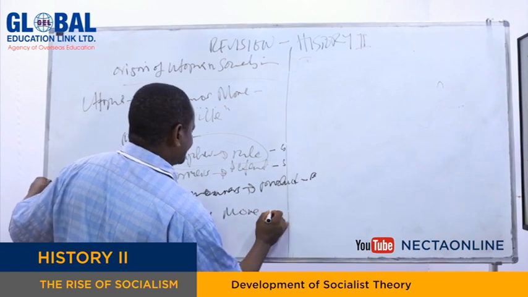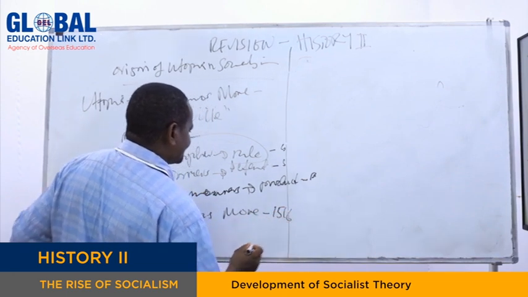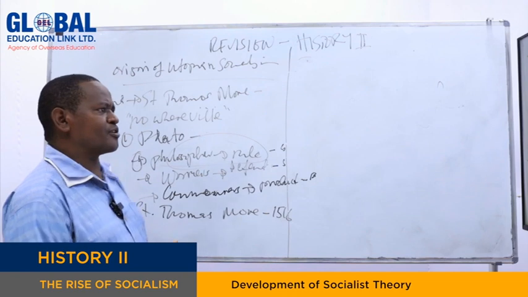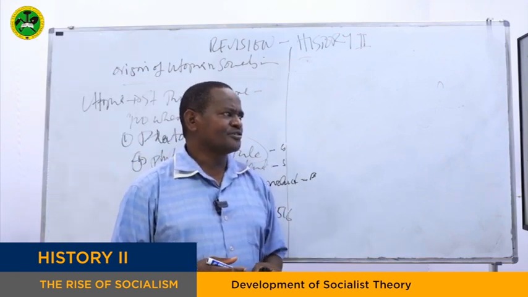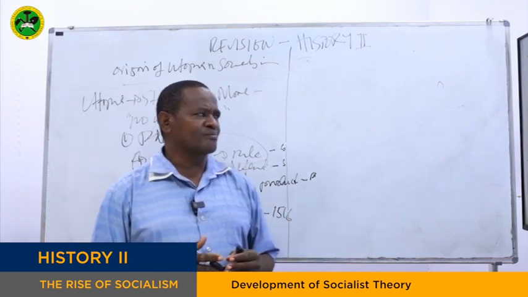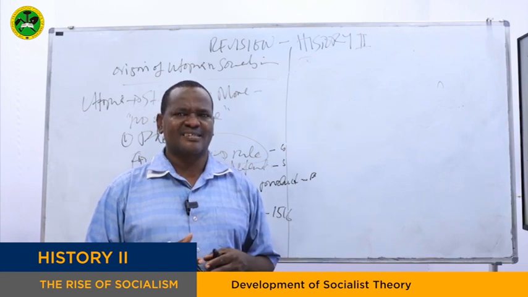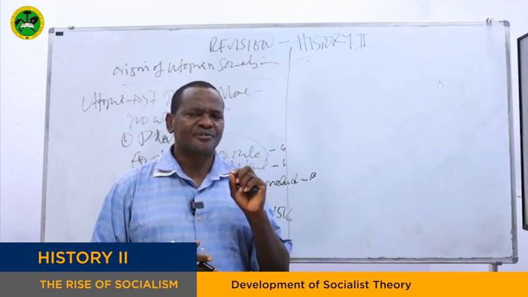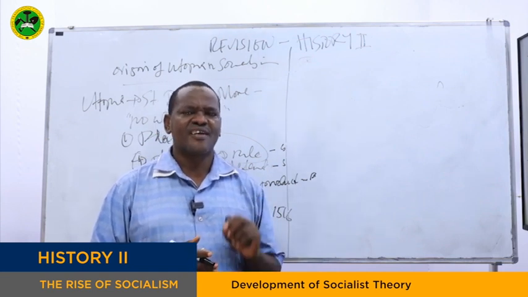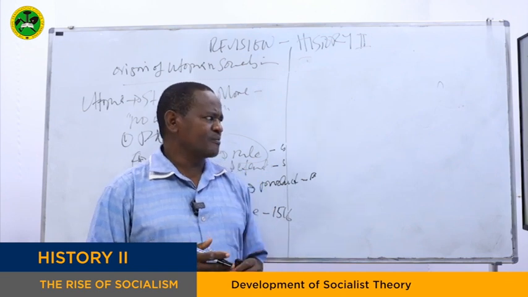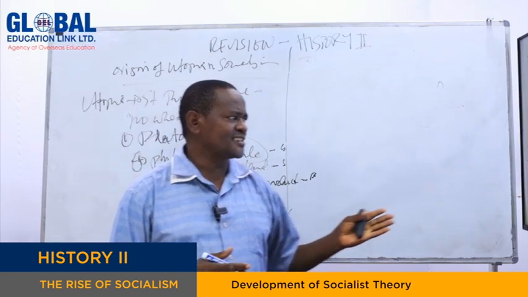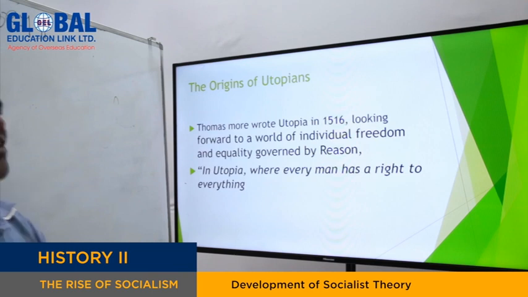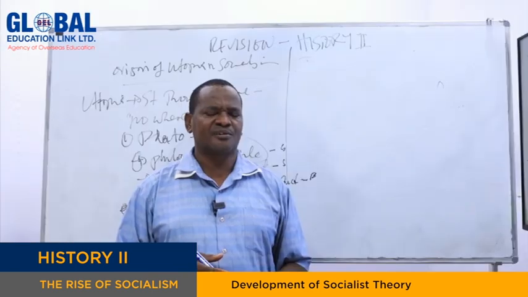St. Thomas More, as we said, in 1516 wrote a book which is called Utopia. And he was looking forward to individual freedom and equality, a society governed by reason, where there will be equality and freedom. And in Utopia, of course, he said, every man has the right to everything. That is the idea which was given by St. Thomas More.